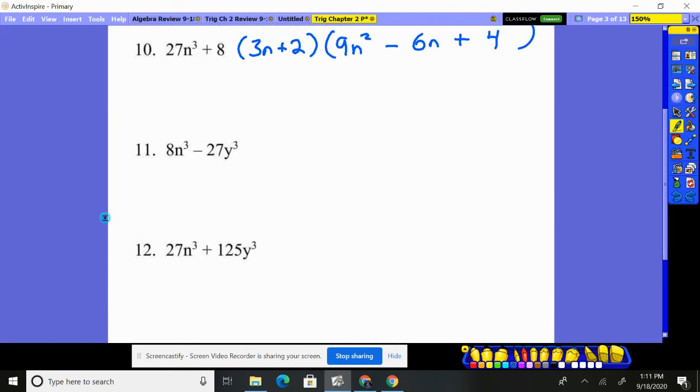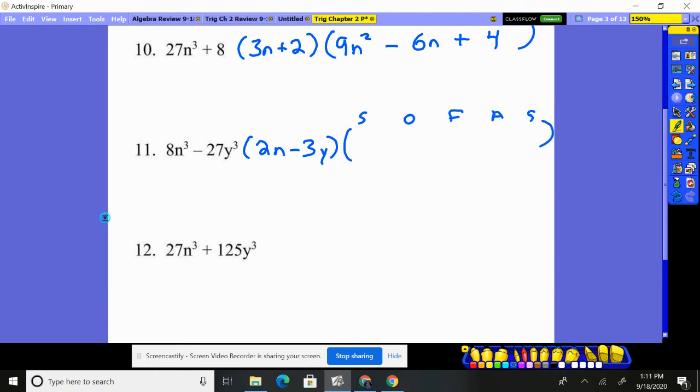Okay, number 11. Let's get our binomial. That'll be a 2n for 8n cubed, and 3y, because again, 2n times 2n times 2n gives you 8n cubed, and 3y times 3y times 3y gives you 27y cubed. Now I'm going to do the SOFAS piece.